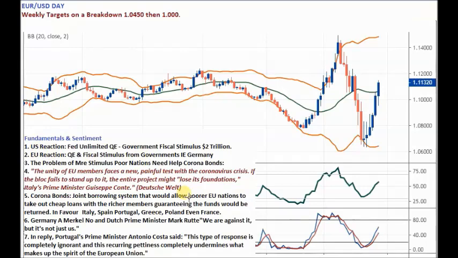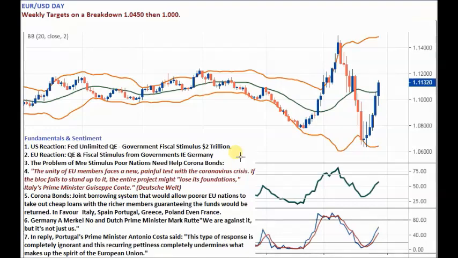Let's have a look at the respective reactions to the virus. Now, the US reaction: the Fed, unlimited QE coming in. They're printing as much money as they can. Government fiscal stimulus, a massive 2 trillion package approved. A lot of people say that's going to be bearish for the dollar. I'm not so sure, actually. There is a big shortage of dollars in the financial system.